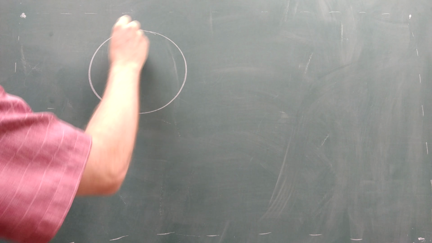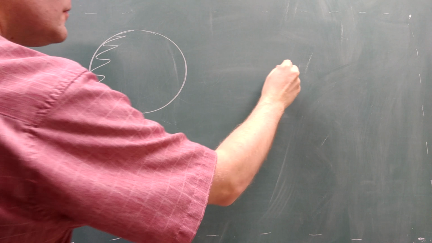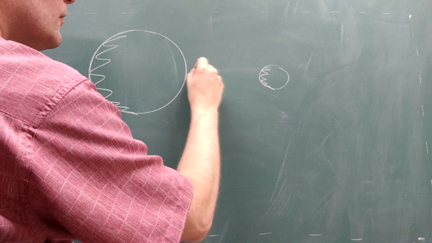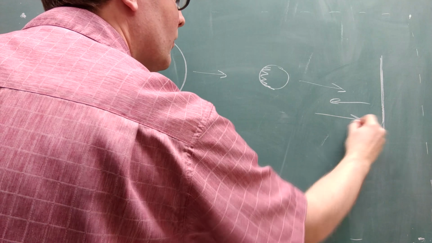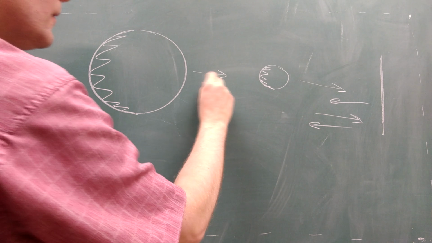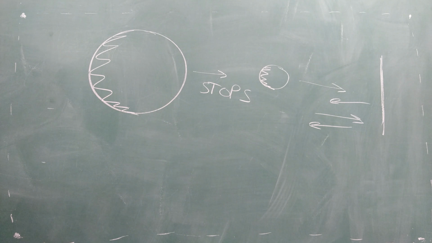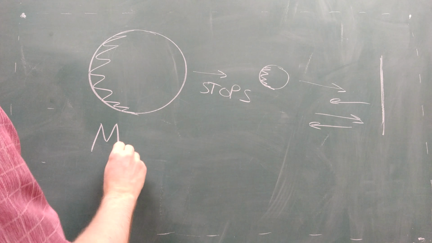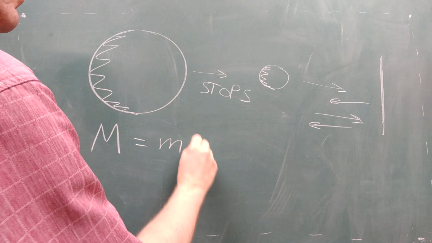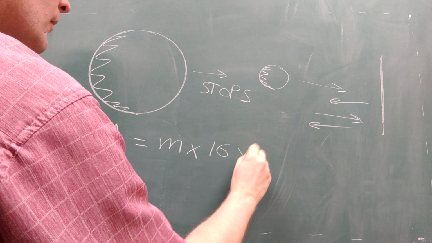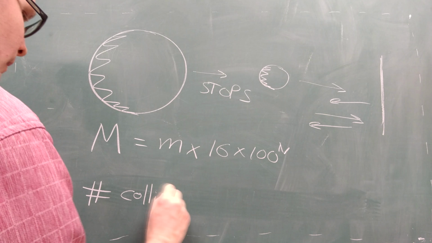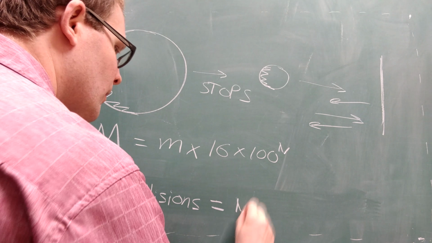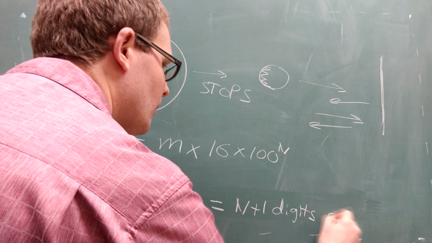A few years ago, Numberphile published a video about a bowling ball colliding with a ping-pong ball that would then bounce off of a wall and return to collide with the bowling ball. This process repeats until the bowling ball comes to a stop. The video made a remarkable claim that if the bowling ball's mass is related to the ping-pong ball's mass by 16 times 100 raised to an integer power, and you count the number of collisions it takes to get the bowling ball to stop, you'll get the digits of pi out to the integer plus 1.